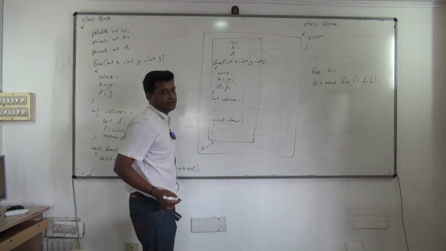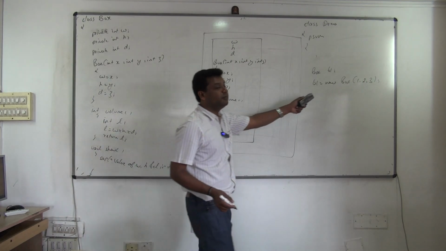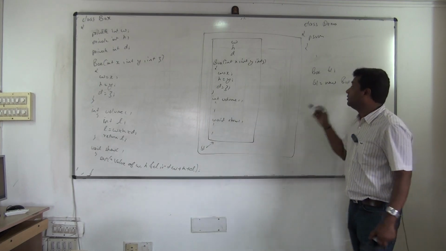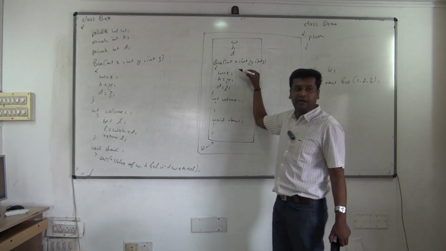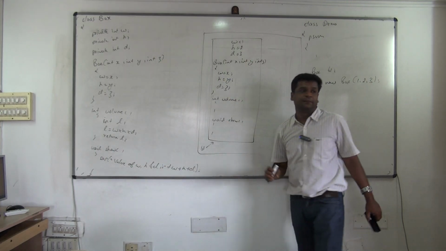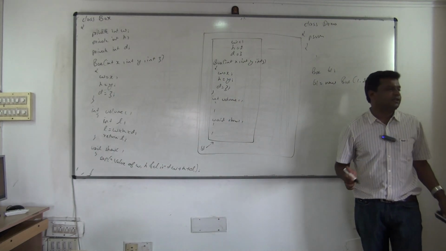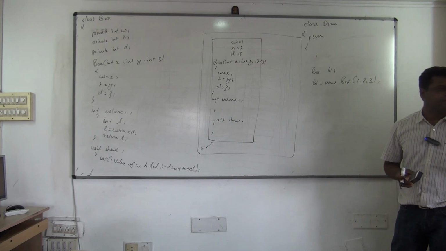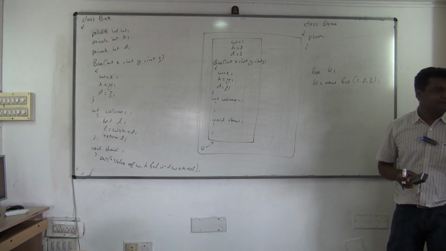You know how the memory gets allocated. So when you are allocating the memory only, you are sending the values 1, 2, 3. So these values will be given to x, y, z and they will be stored. So as soon as you are creating the object, immediately you are storing the value. It's a ready object now. It is ready for usage.